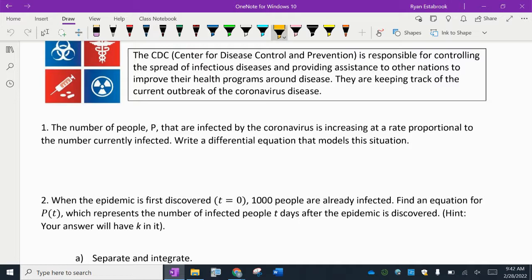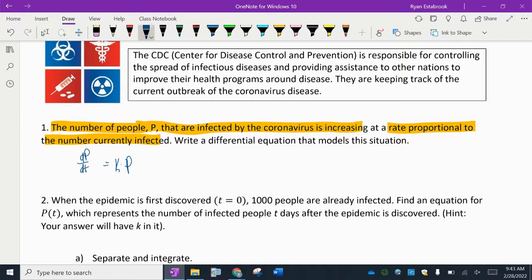And the phrasing of this is something you're going to see pretty often, actually. The phrase where it says the number of people is increasing at a rate proportional to the number currently infected. So the number of people that are infected is increasing. When it says that something is changing, it means we're talking about a derivative. So this whole phrase is talking about the derivative. It's increasing at a rate proportional to the number currently infected. When you see that, that means that P times K, so some value, is equal to dP/dt.